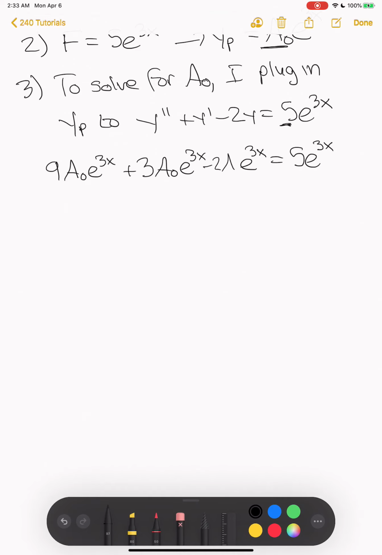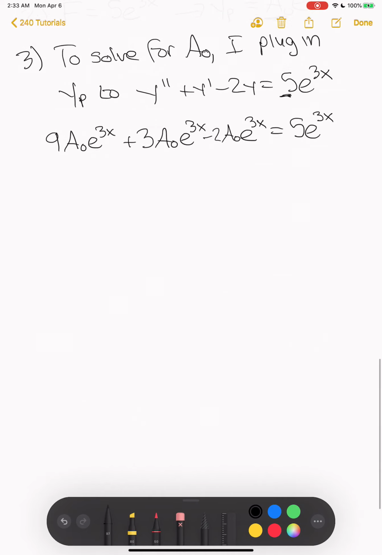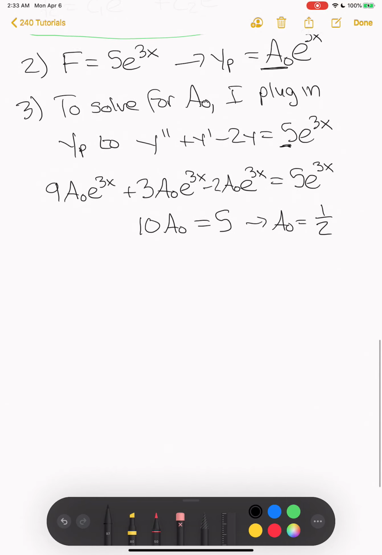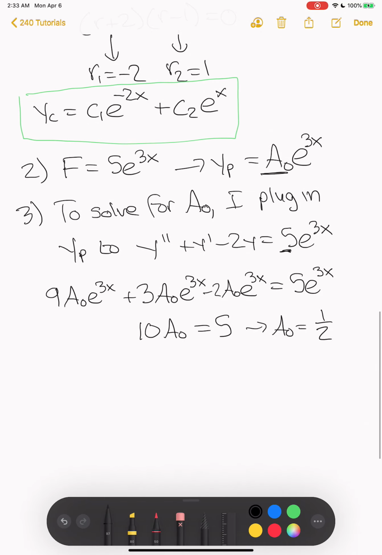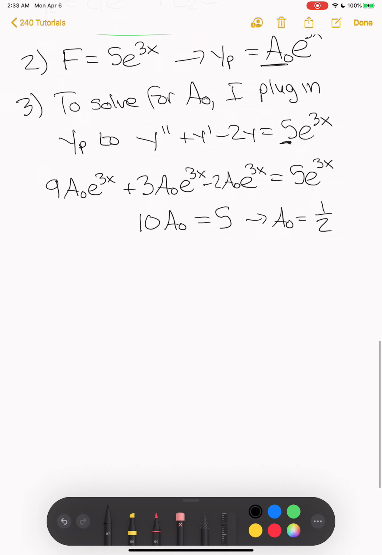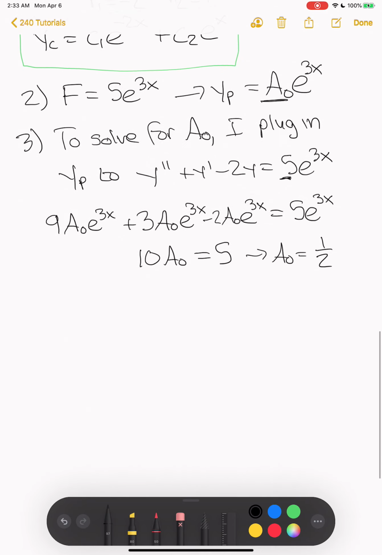Minus 2a naught. And then you'll see here, if I combine these, I get 10a naught is equal to 5. So the exponents go away, which tells me that a naught is equal to a half. The reason I need to solve for a naught is because I need to make sure that it matches up with the outside function that they gave us here.